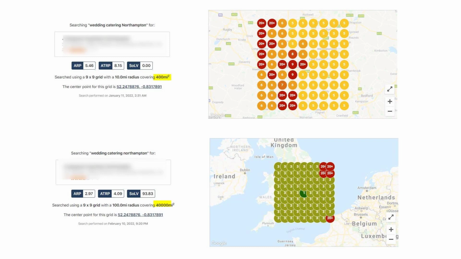3 posts later, using the strategies that we're going to teach you, and below you can see they're ranking on a 100-mile radius grid over 40,000 square miles. Now I can't promise we're going to get you ranked over 40,000 square miles, but what I can promise is that the strategy works, and it works reliably.